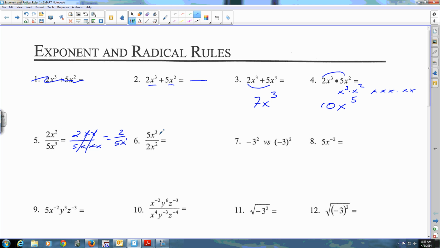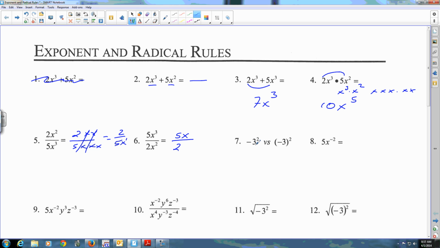Okay? Excuse me. When you're dividing, you subtract your exponents. Turns out there's more on top, so it stays on top.